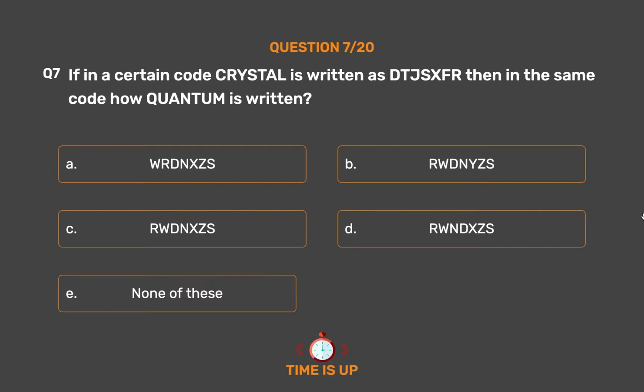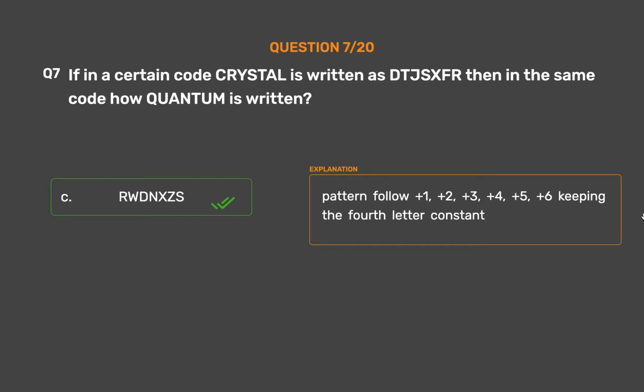The correct answer is Option C. RWDNXZS. The pattern follows +1, +2, +3, +4, +5, +6 keeping the fourth letter constant.